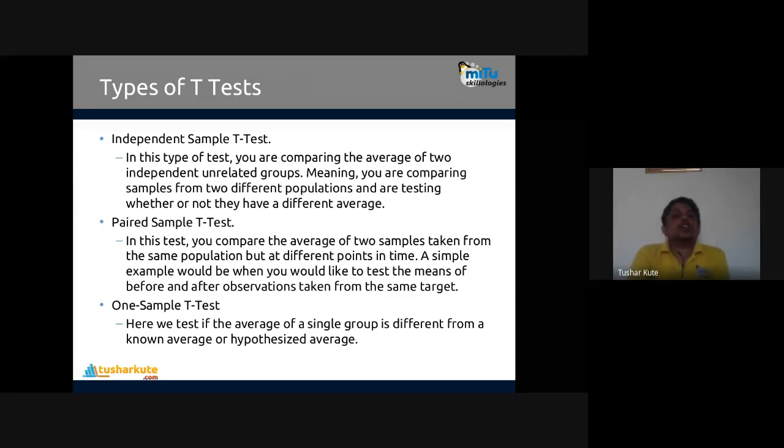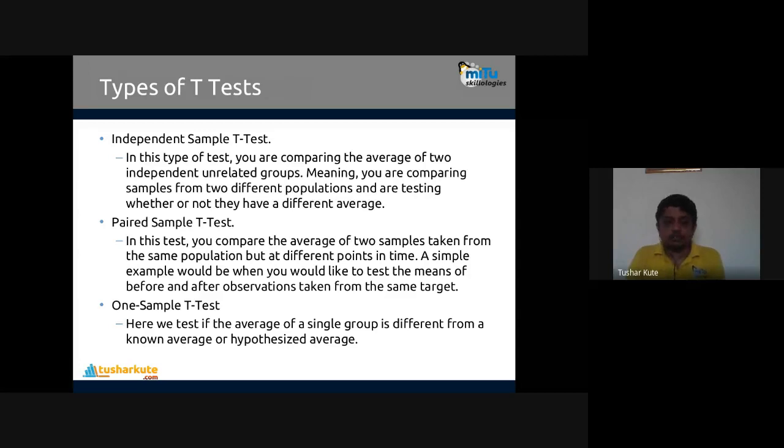In this type of test, you are comparing the average of two independent, unrelated groups. They do not have any connectivity with each other, and we compare the averages of these samples, meaning we are comparing samples from two different populations and testing whether or not they have a different average. So samples are taken from two independent populations, and then a t-test is applied to them.